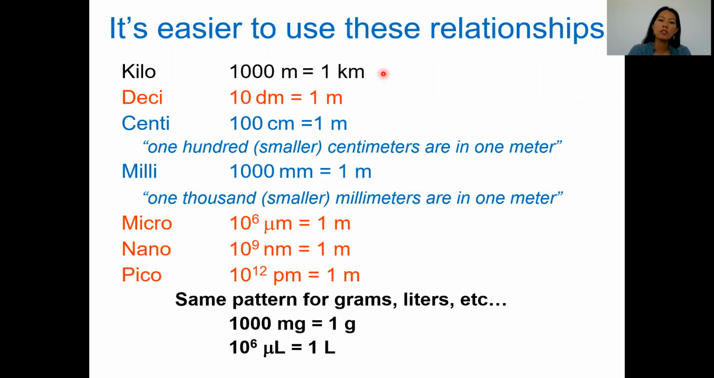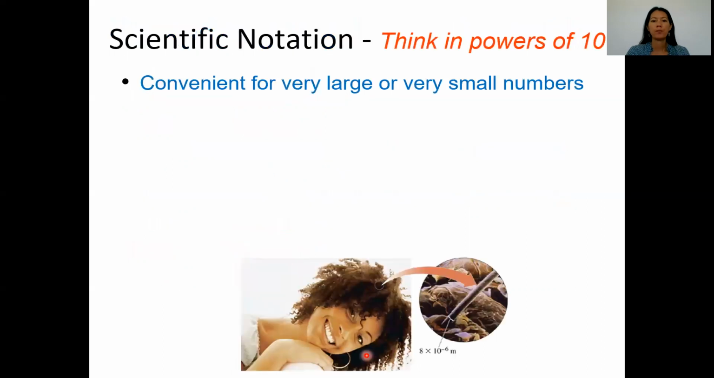The other thing, this doesn't just apply to meters. You get the same sort of pattern and just swap grams or liters for the meters. For example, 1,000 milligrams is 1 gram. 10 to the 6 microliters equals 1 liter.